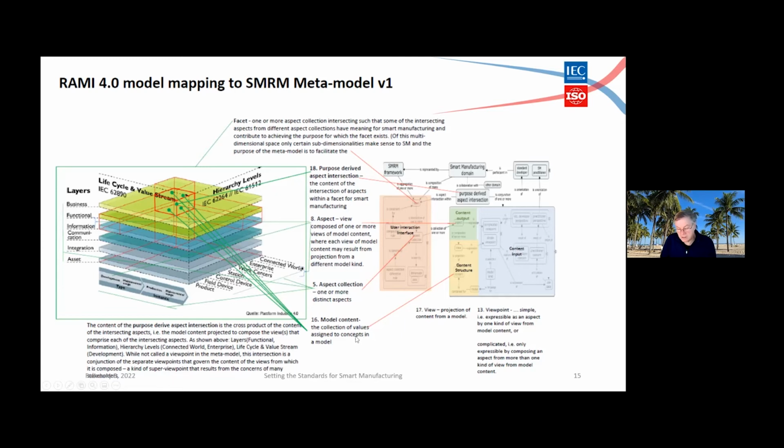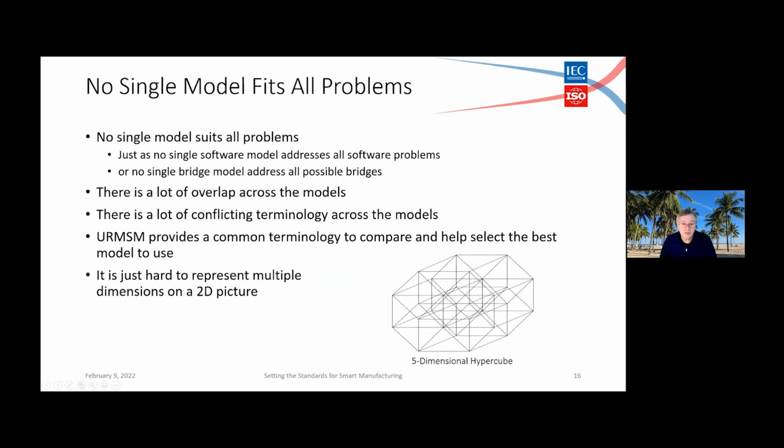So the Unified Reference Model says, okay, here's the definition. If you're going to look at this, don't forget the user aspects. Don't forget the user interface. Don't forget the context structure. Don't forget the content input that you have for it. So the coloring actually on this reference here helps a lot to identify the pieces that you need to put together. And the reason we did this quite early on was we recognized that no single model really suited all problem spaces out there.